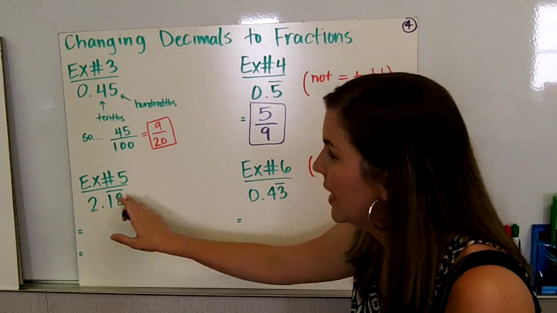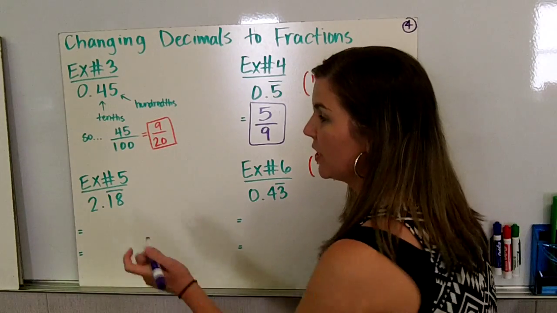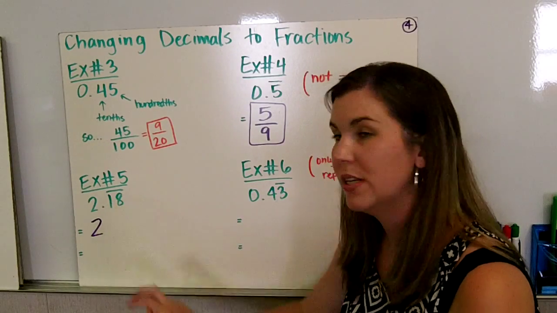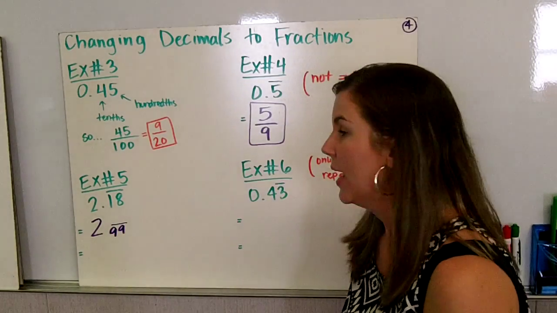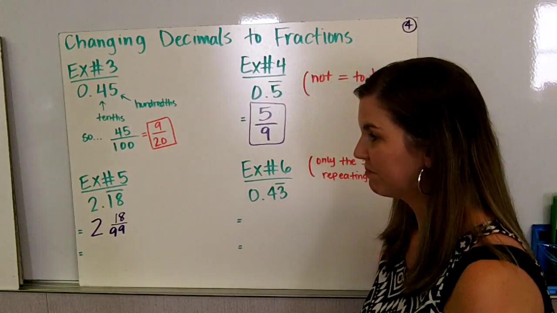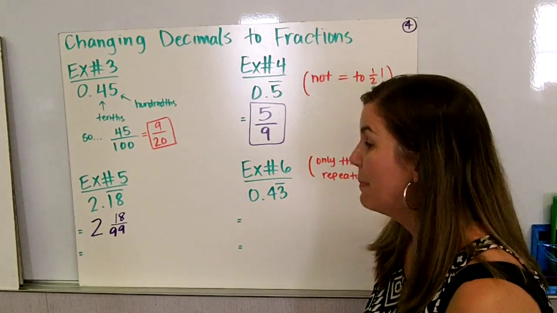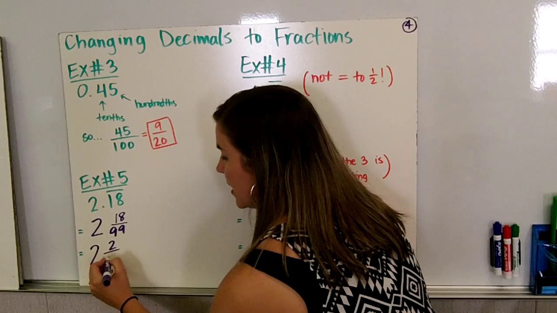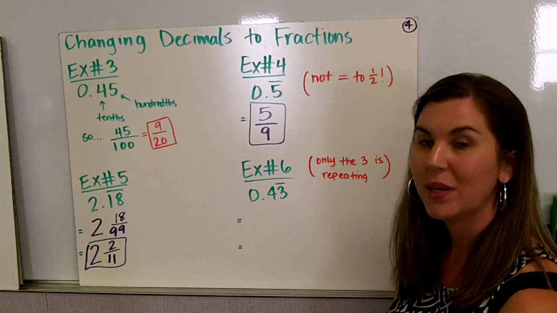Example 5, 2 and 18 hundredths, and the 18 hundredths part is repeated. So we're going to keep the 2 out front because that's our whole number. 0.18 repeated. There are 2 digits under the bar, so we put 2 nines in the denominator of the fraction. And since the whole 18 is repeated, the whole 18 goes in the top. And we can reduce this. So I know that 18 and 99 are both divisible by 9. 9 goes into 18 2 times. 9 goes into 99 11 times. So 2 and 2/11ths could be an answer.